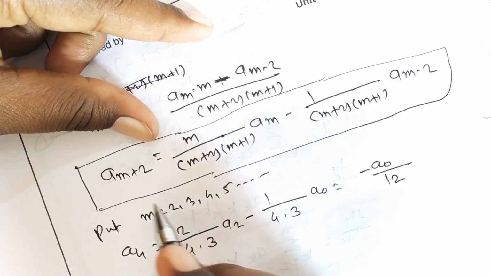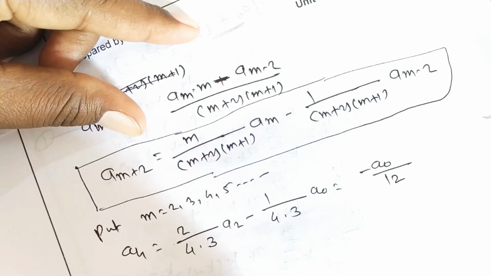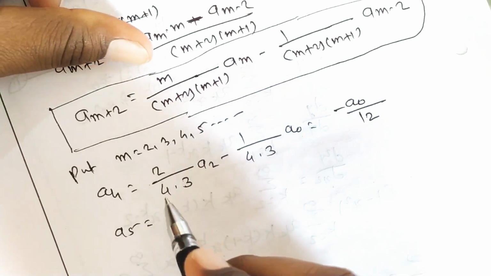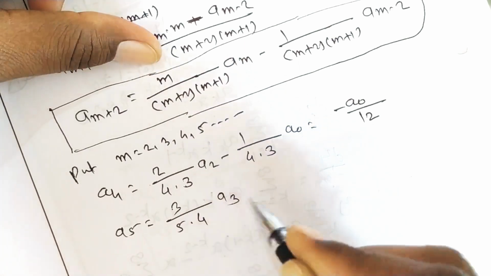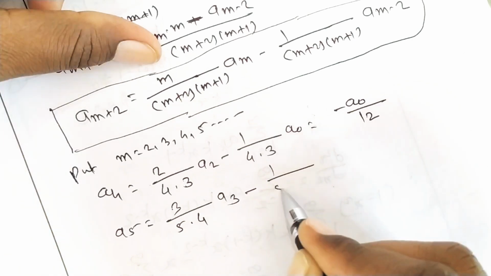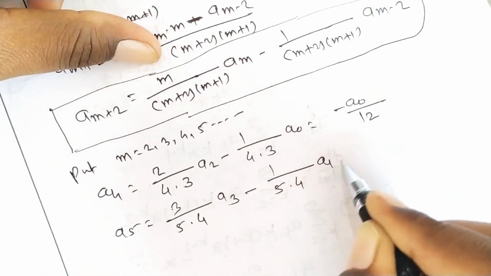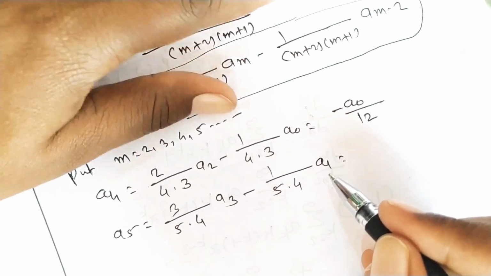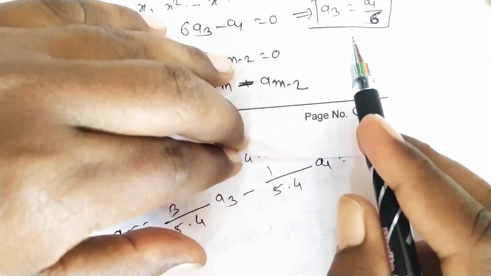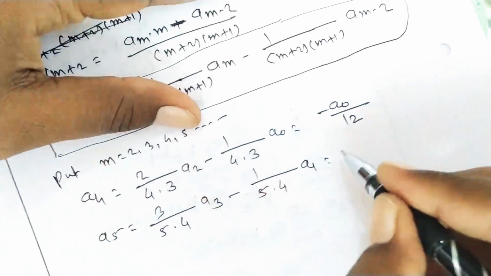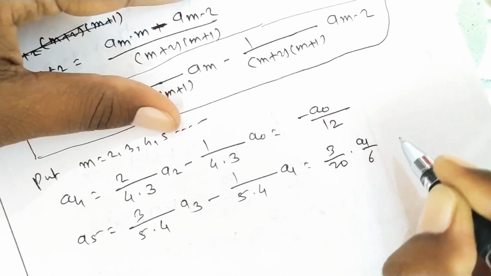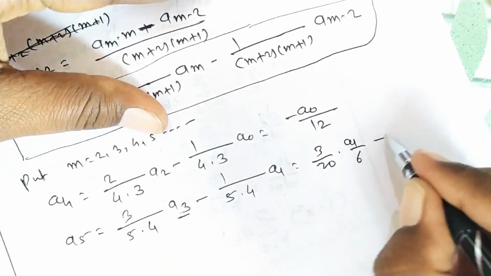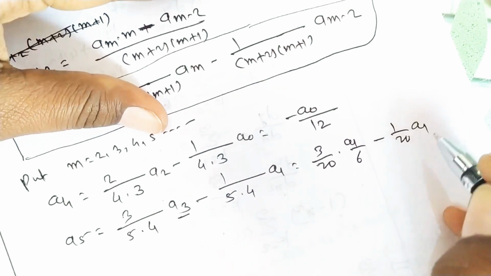Then put m equal to 3. 3 plus 2 is 5. So a5 is equal to 3 upon (3+2) which is 5, (3+1) which is 4, into a3, minus 1 upon (3+2) which is 5, into 4 into a1. Now what is the value of a3? a3 is a1 by 6. So if we put it here, then this becomes 3 upon 20 into a1 by 6, minus 1 upon 20 into a1.